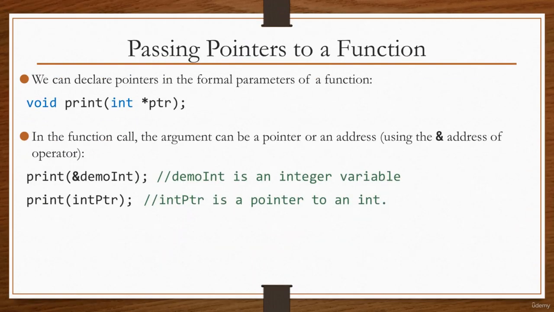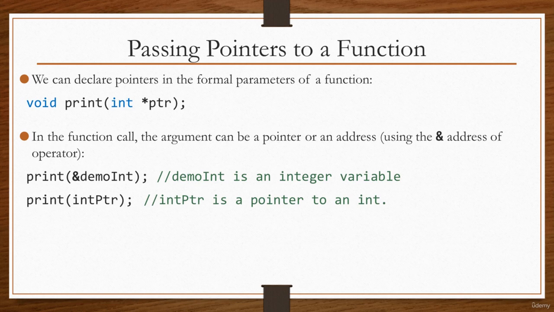Hey, so in this video I want to talk about how we can pass pointers to a function. We've talked about value parameters previously, we've talked about reference parameters. Now here we'll need pointer parameters. So we can declare pointer parameters in the formal parameters of a function.